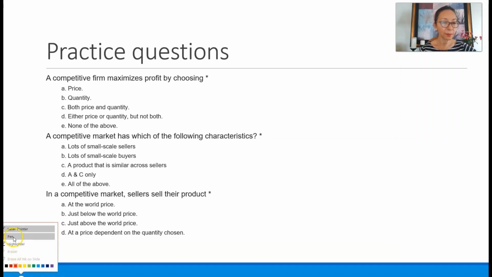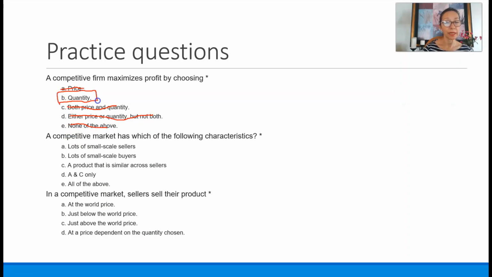Okay, so let's take a look at these little practice questions. A competitive firm maximizes its profit by doing what? Well, we just said that a competitive firm has no control over its price. That pricing is based on the market price. So automatically, A is out. A competitive firm has control over quantity. Well, I just said that it has control over quantity. Both price and quantity? No, that would not be true. Either price or quantity, but not both? Well, that's like not making a decision. You don't really know the answer there. And none of the above? No. So the correct answer here is quantity. Okay. A competitive firm only has control over quantity.